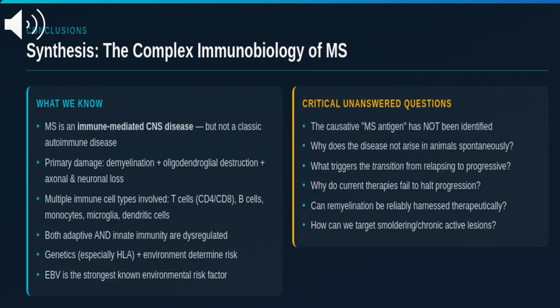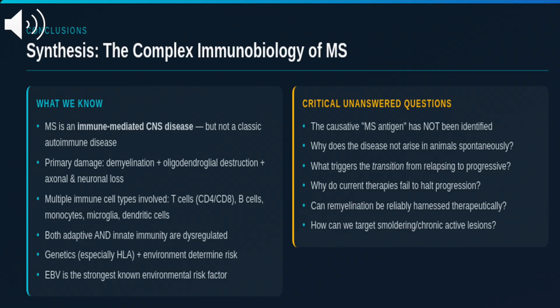So what do we know and what remains unknown? This slide distills the essentials. On the what we know side, MS is unmistakably immune-mediated. The evidence for immune attack on the CNS is unequivocal. The primary cellular damage involves demyelination, oligodendroglial destruction, and progressive axonal and neuronal loss. Multiple immune cell types are involved simultaneously, and both adaptive and innate immunity are dysregulated. Genetics, particularly HLA, and environment, particularly EBV and vitamin D, determine risk in an interactive, multiplicative fashion.